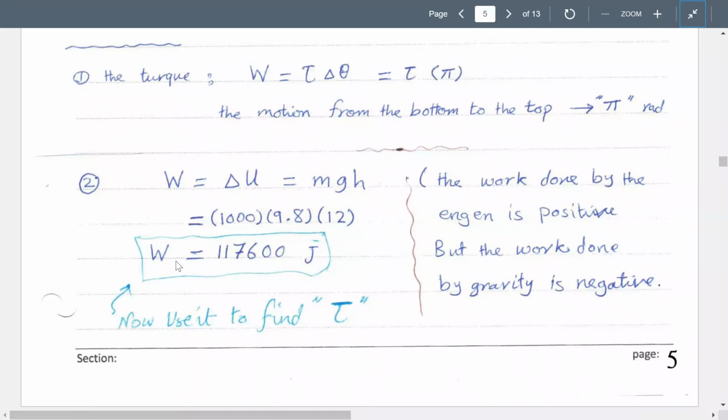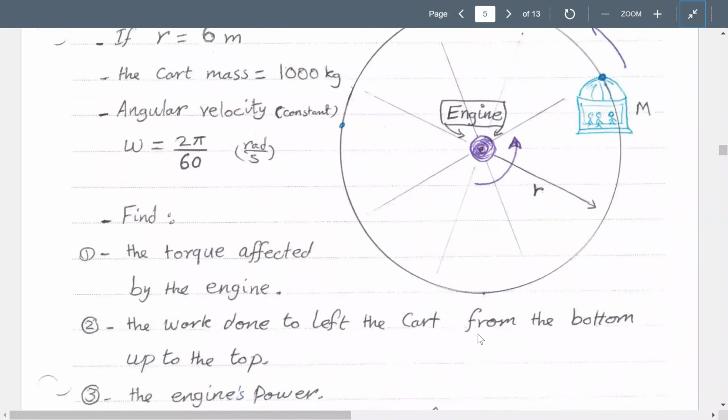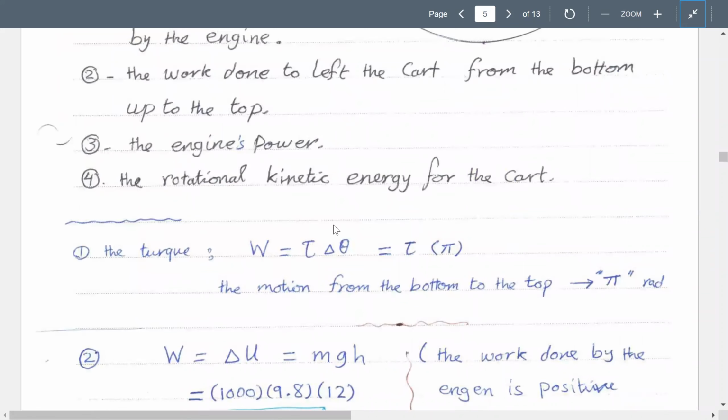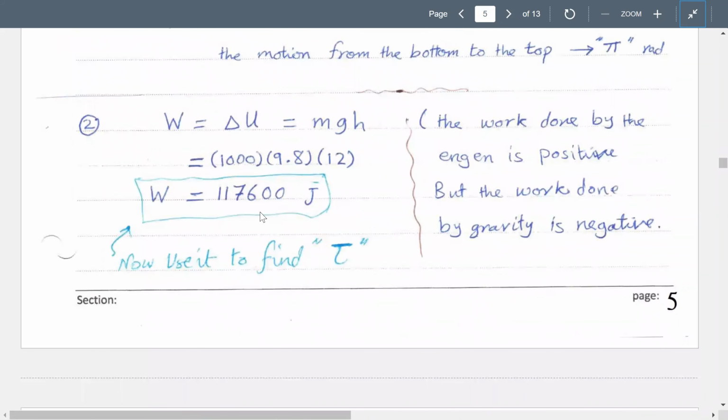So the work needed to lift the mass from the bottom to the top is easier to compute from the torque. So we compute it at first. It is 117,600. This is 117,600 joules. Okay.